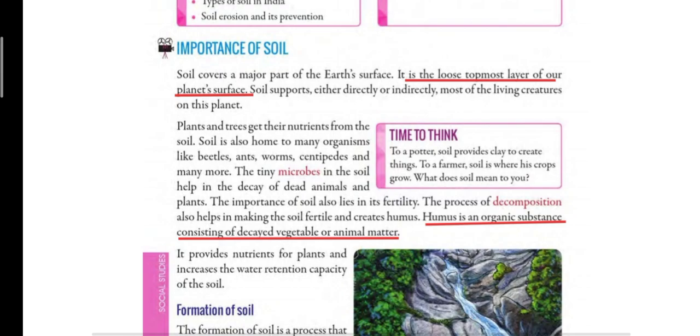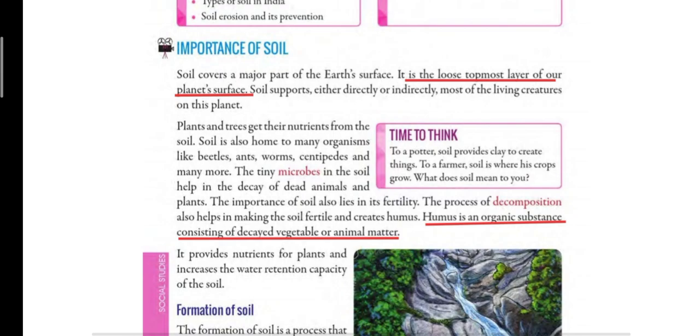So all these, children, were the importance of soil. Let us revise the importance of soil once again. So the first importance is that soil provides nutrients to the plant. Second is that soil is home to many small insects like ants, beetles, worms, etc. Third importance is that soils have microorganisms like bacteria, which help in the decay of dead plants and animals.